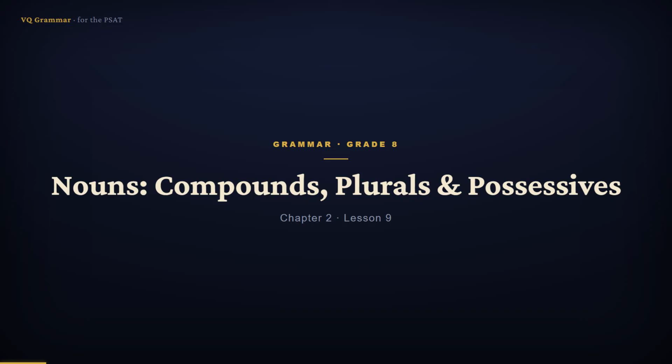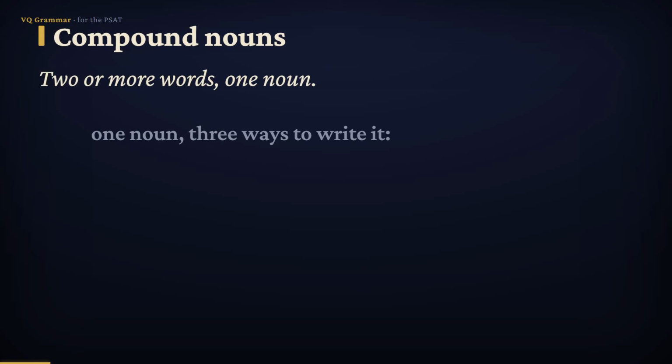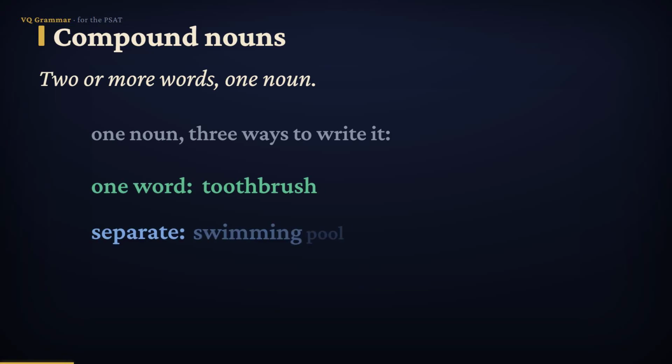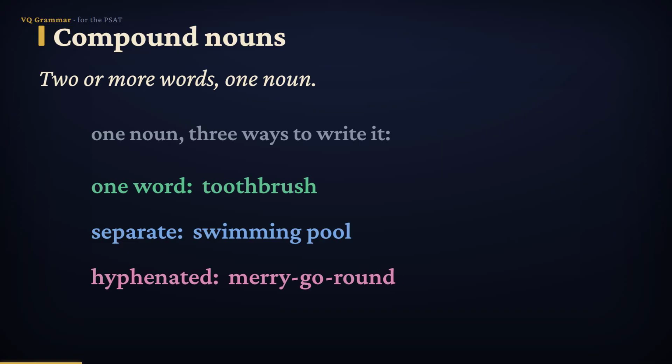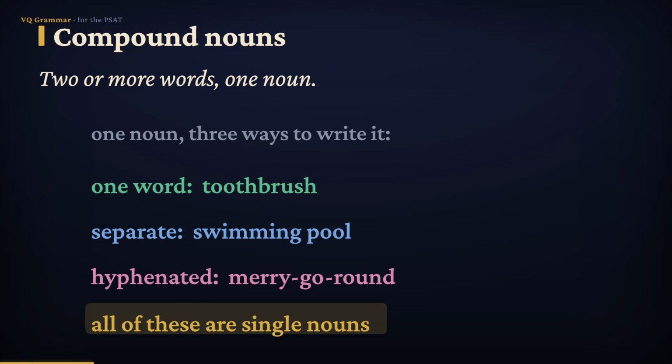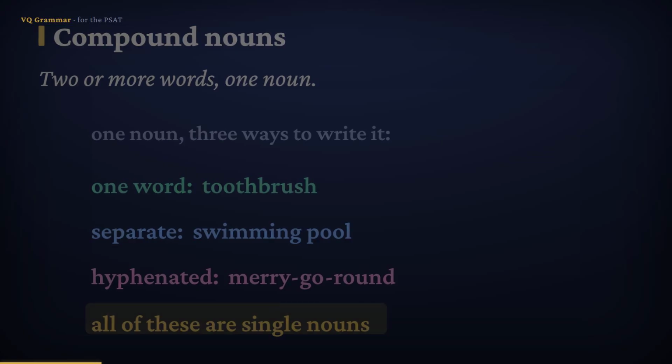Compounds, plurals, and possessives. Let's start with the compound noun. A compound noun is a single noun built from two or more words. It shows up three ways. Sometimes it's written as one word, like toothbrush. Sometimes the words stay separate, like swimming pool. And sometimes they're joined with hyphens, like merry-go-round. Different looks, but each one is a single noun. That matters because how it's written changes how we make it plural.